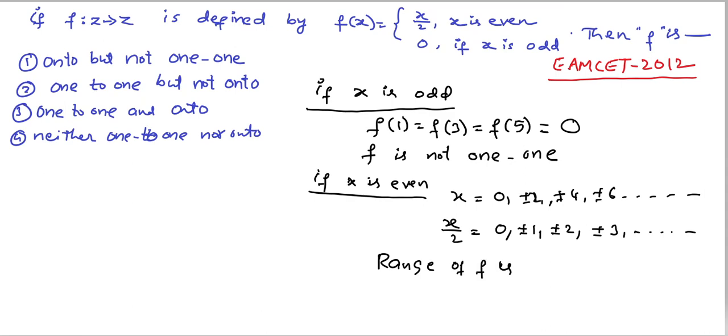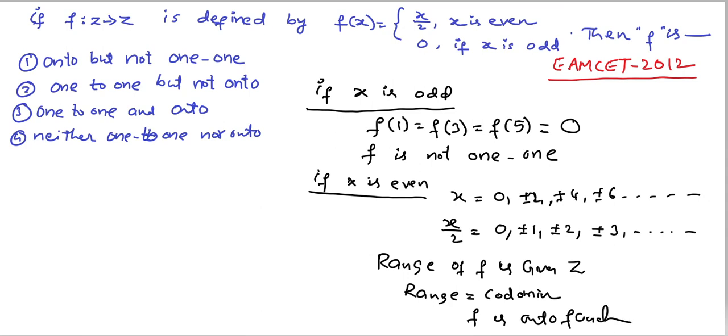Hence the range of f is the set of even integers Z. Range is equal to codomain. This is codomain. Therefore f is onto function. Here f is not one-one and f is onto function. The first option is the correct answer, onto but not one-one.